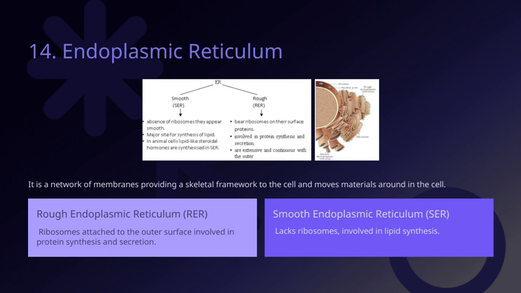On the other hand, the rough ER has ribosomes attached to its outer surface, and these ribosomes are key players in protein synthesis and secretion. The rough ER also acts as a sort of cellular highway, providing a network of membranes that gives the cell its structural framework and helps move materials around efficiently.